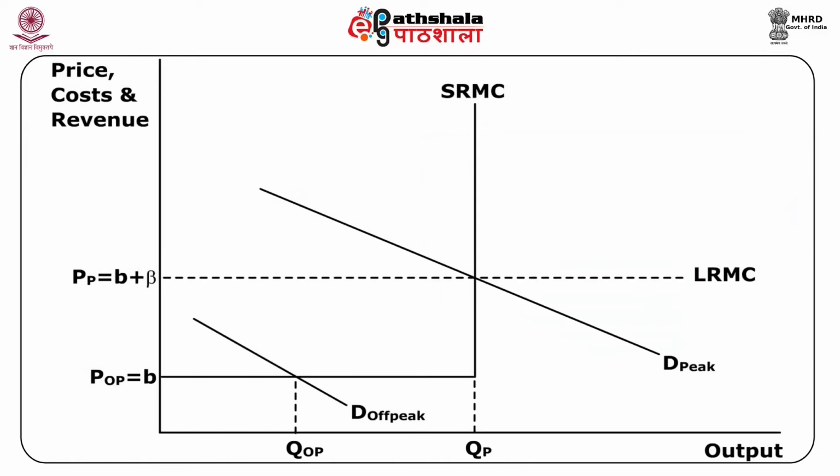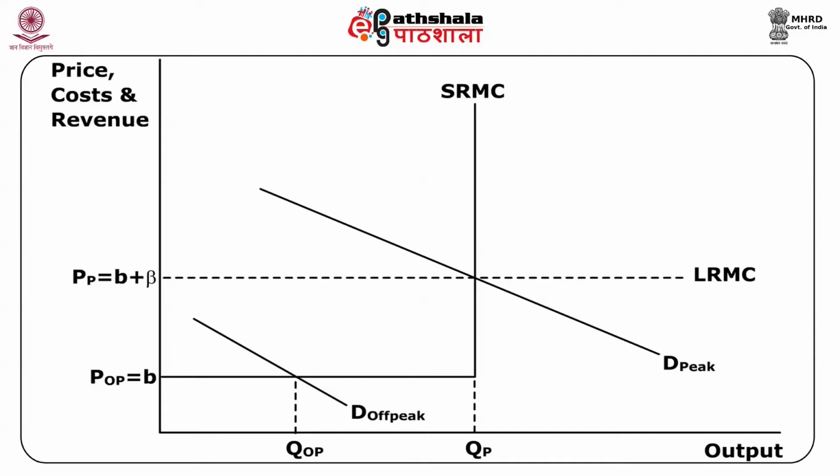D peak and D off peak are the respective demand curves of the peak and off peak period segments. D off peak is lower than D peak and the two demands are assumed to be independent. The assumption of independent demands implies that price in one period has no effect on the quantity demanded in the other period.